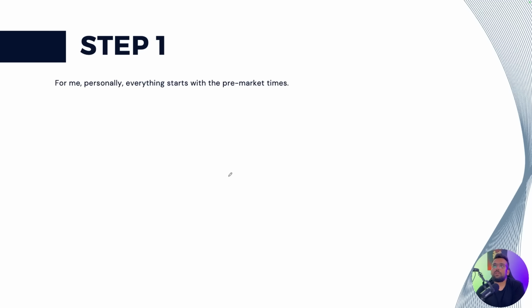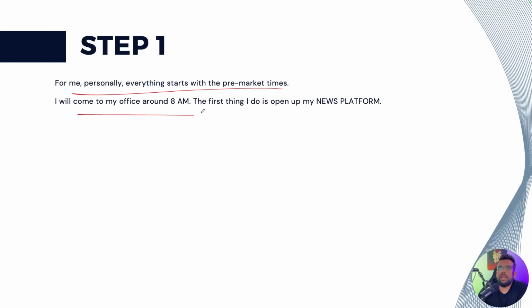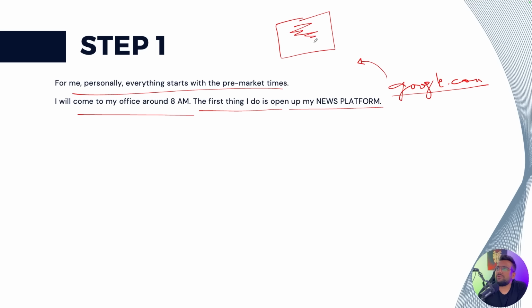Step one, for me personally, everything starts with the pre-market times. I will come to my office around 8 a.m. Eastern time. The first thing I do is I open up my news platform. My news platform is google.com. So simple, but so confusing. You do not need to pay, man, keep your life simple. You don't need to pay some platform to give you news.